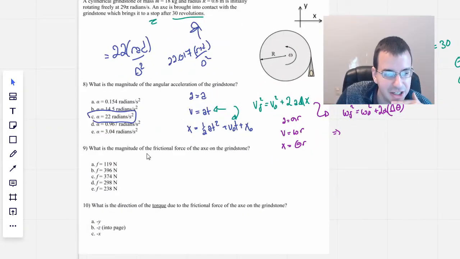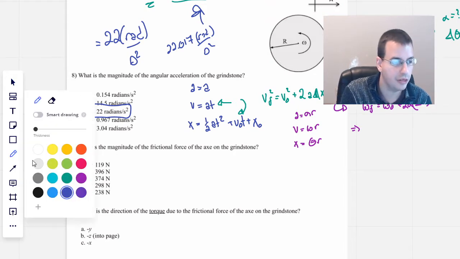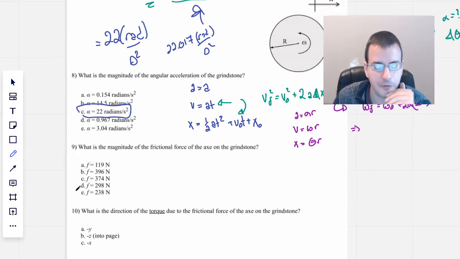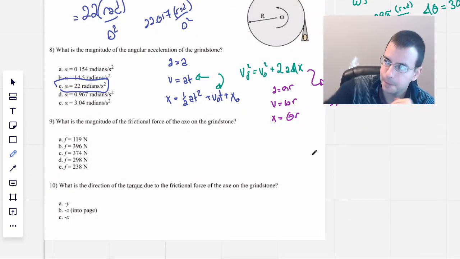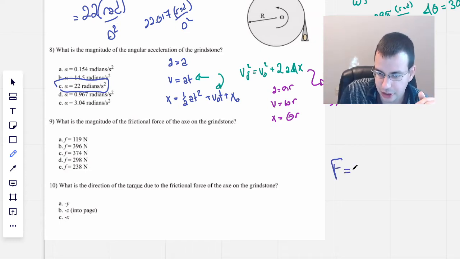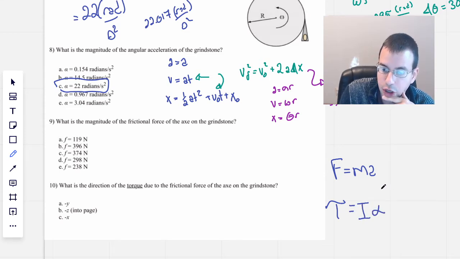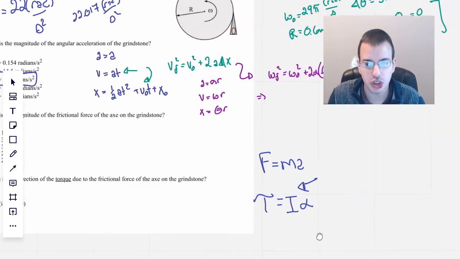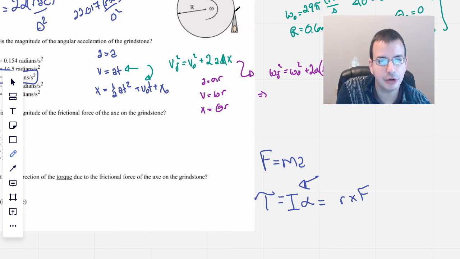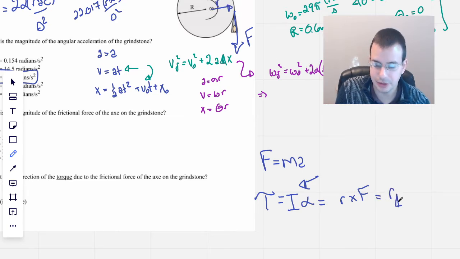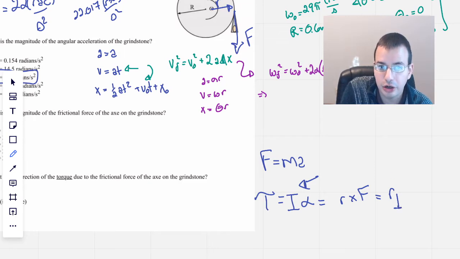What is the magnitude of the frictional force of the axe on the grindstone? Okay, so frictional force here, we know force equals mass times acceleration. The angular equivalent of this is torque equals I alpha, where I is the moment of inertia. And torque also equals R cross F. So here we're going to have a force this direction. We're going to have an R this direction. So I'm going to rewrite this as R perpendicular, the part of R that's perpendicular to F.